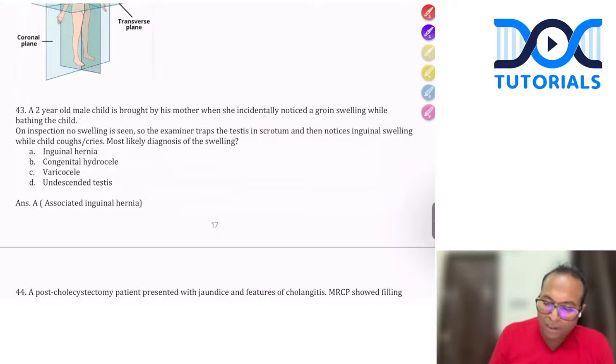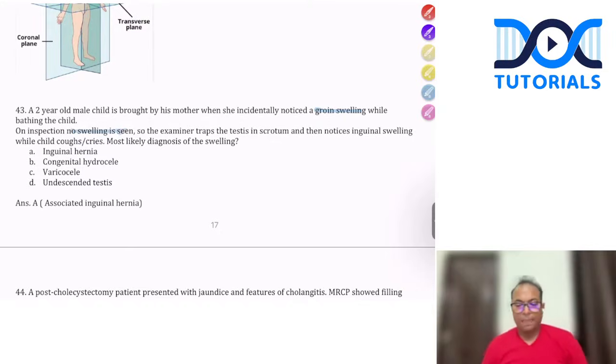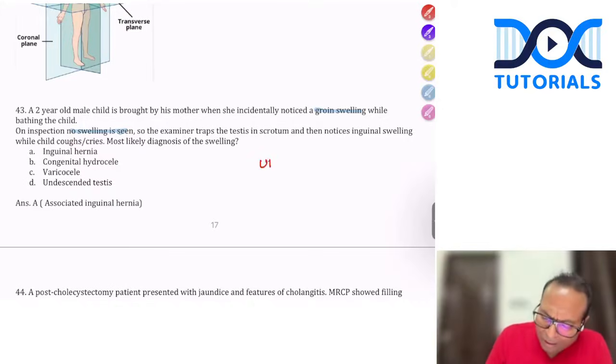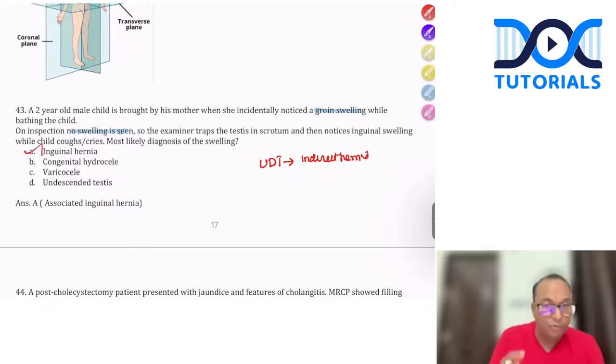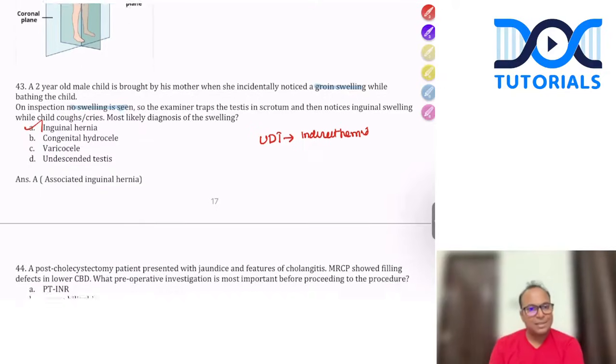A 2-year boy is brought by his mother, who incidentally noticed a groin swelling while bathing the child. On inspection, no swelling is seen. The examiner traps the testis into the scrotum and then notices an inguinal swelling. So what is associated? Undescended testis will be associated with indirect hernia, a golden rule. Everyone knows that. So all of you would have operated on undescended testis. You will also do herniotomy in all those patients. Answer is A.